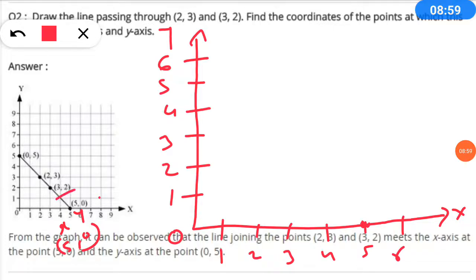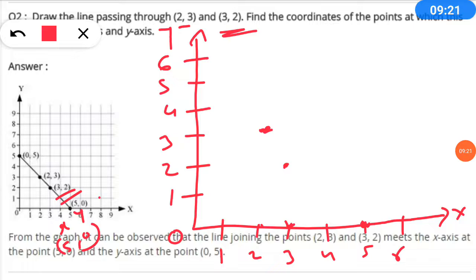Then 3 2, as here it is given 3 2. So x axis will be 3, that means this will be x, and y will be 2. So we will keep the point over here. Then it is mentioned 2 3, that means x axis will be 2 and y axis will be 3. So the point will come over here, a straight point will come, isn't it?